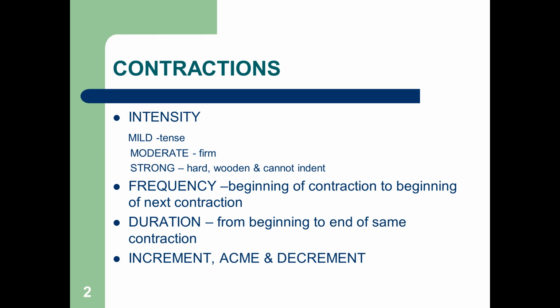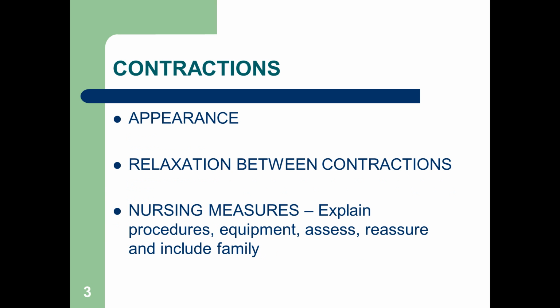And I have a diagram that shows the increment, acme, and decrement, and I'm not going to ask you to diagram a monitor strip. That's purely review, okay? Contractions, when you see them on the monitor, have an appearance. They give you an idea of what's going on with the uterus with regards to the contractions and with how the baby's reacting, okay? So the contractions have a curve-like shape, and there's different shapes, and we'll talk about that, okay?